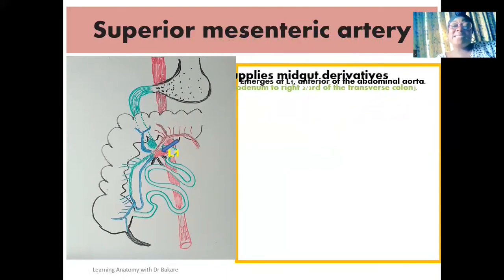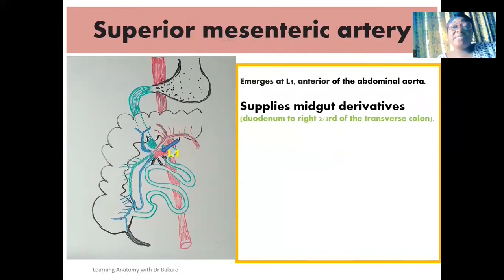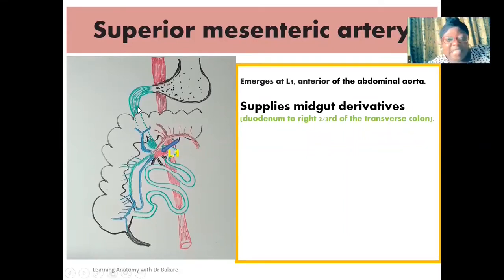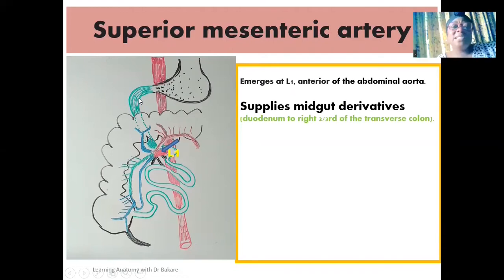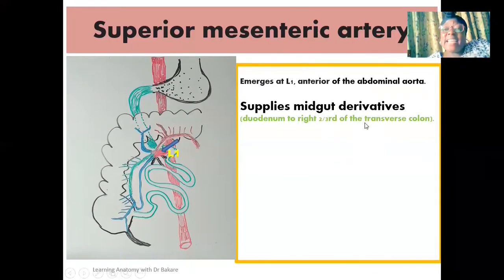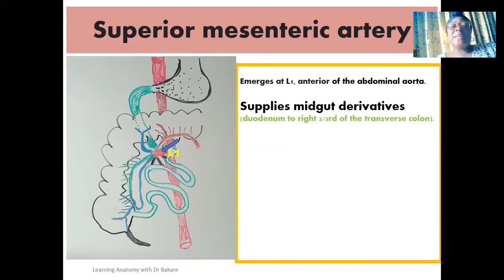So as it emerges, it supplies midgut derivatives. So it supplies organs that are derived embryologically from the midgut. And these include the lower part of the duodenum. The duodenum is the initial segment or the first region of the small intestine. It will also supply the jejunum and also the ileum. So it supplies the small intestine, although not the entire small intestine. Then part of the large intestine that it also supplies include the cecum, the appendix, the ascending colon, and also the right two-third of the transverse colon.